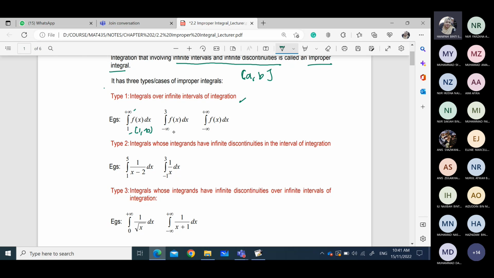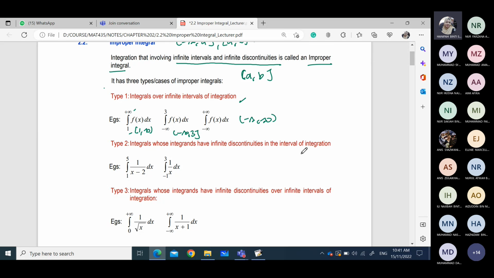Next, if we have this integral, we also call it an improper integral because the interval involves negative infinity to 3. Sebab dia ada melibatkan infinity kat sini, so kita panggil sebagai infinite interval, and the integration we call an improper integral. And the next example, if we have interval involving negative infinity to infinity, ini memanglah improper integral. Semua ni kita panggil sebagai improper integral.